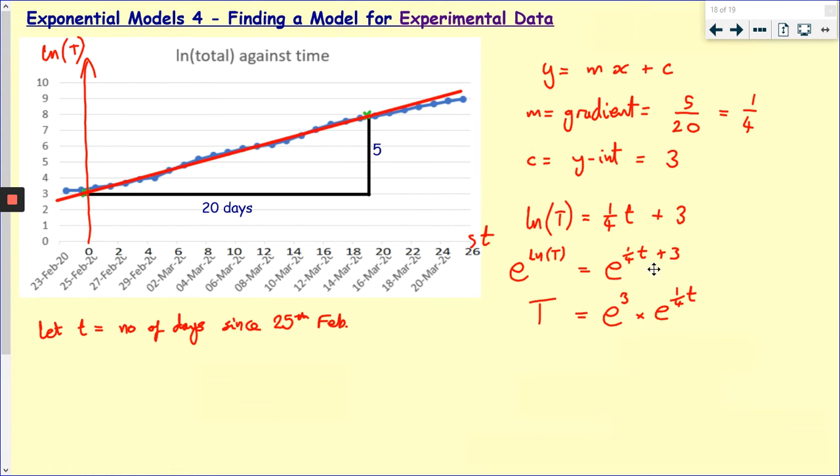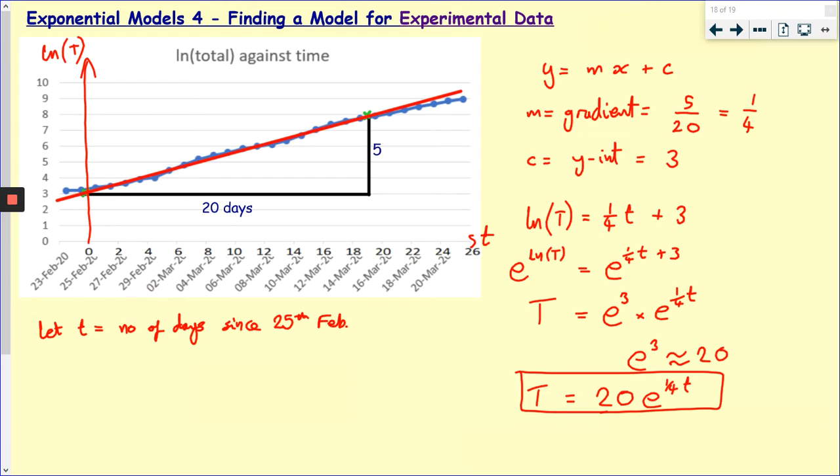And this side over here, using our rules of indices, we can write as e to the power 3 times e to the quarter t. Now, e to the power 3 is just a number, it's about 20. And so this gives us a model: T is equal to 20 times e to the power of 1/4 t. And this fits with our generalized model of an exponential problem. Therefore, A is 20, K is 1/4.